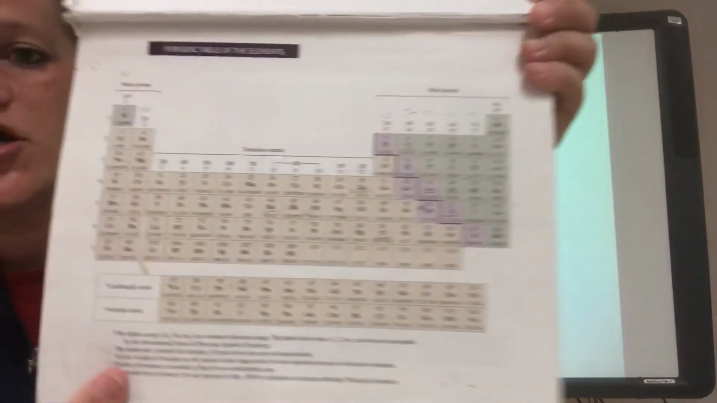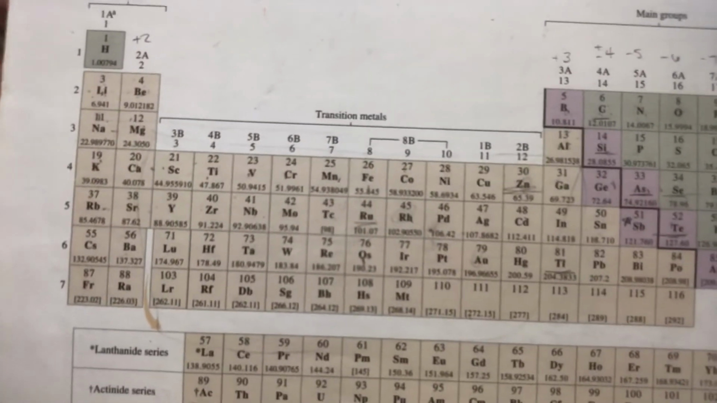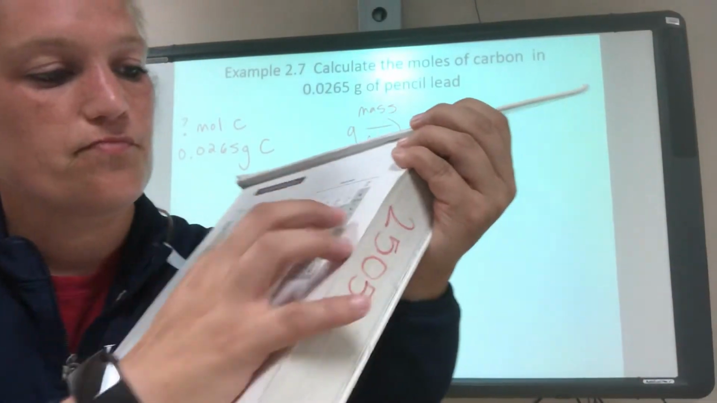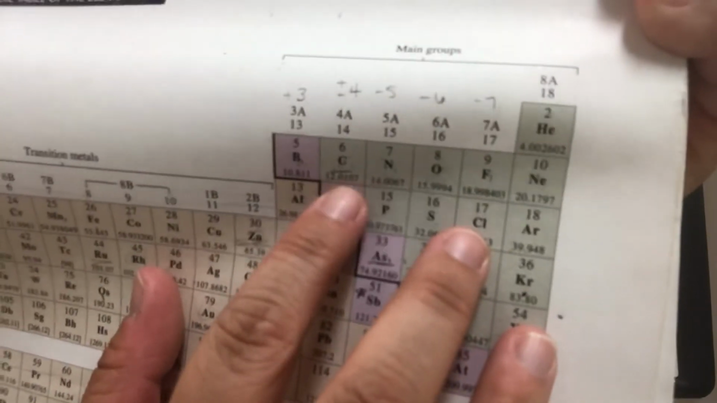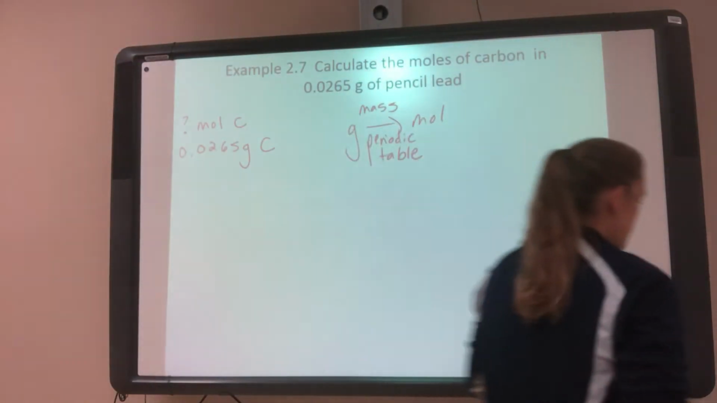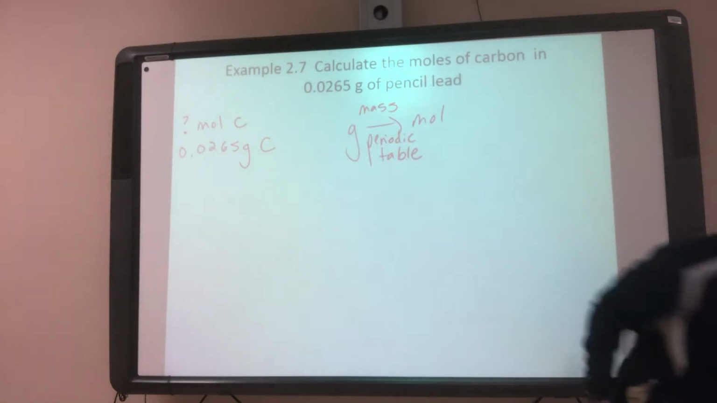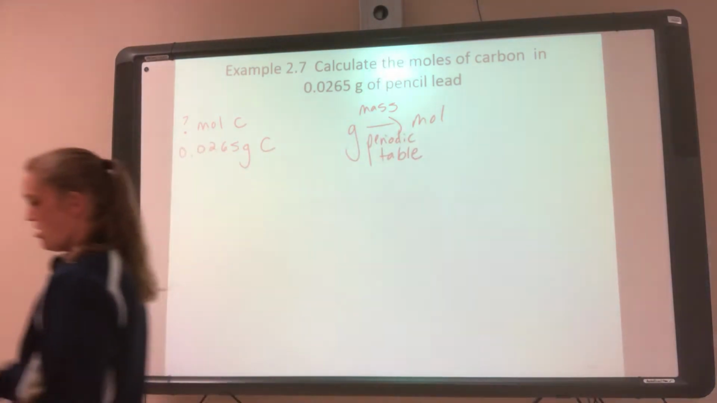So if we look at our periodic table, okay, so we're talking about carbon. So it's right here. And so underneath the number for carbon is your mass. Okay, each one has a different one.